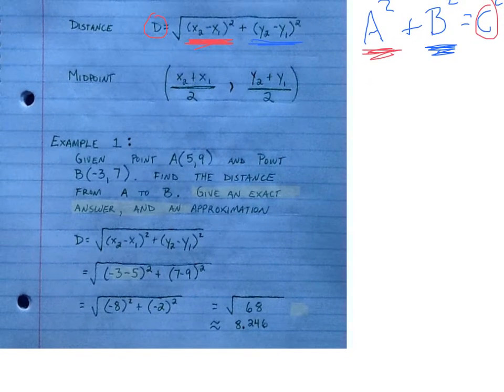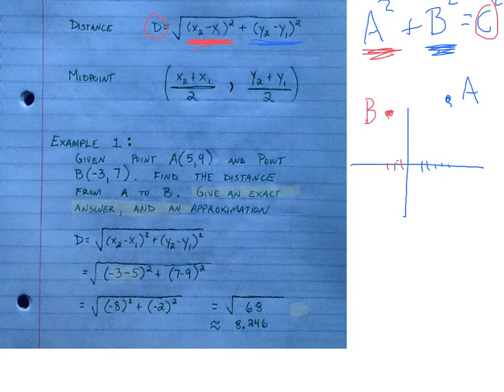Given point A at 5, 9, so if we figure that out, we have 1, 2, 3, 4, 5, and then up 9 units, probably somewhere around there. And point B, which is located at -3, 7, so 1, 2, 3, and then 7, somewhere up along there. So we're looking at those 2 points. We want to find the distance from A to B. So what is the distance? What is the length of the black line?